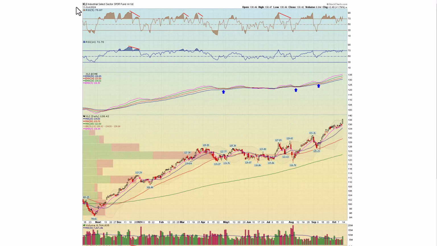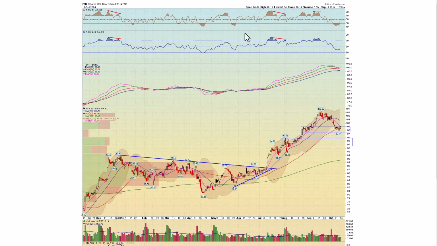Looking at some other sectors, XLI Industrials. This sector continues to rock and roll. Really strong.